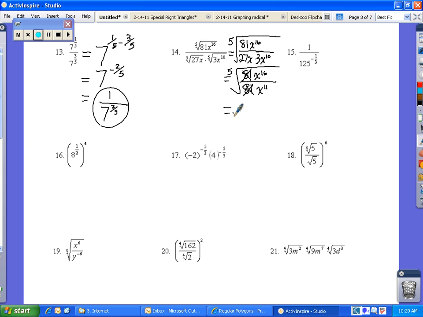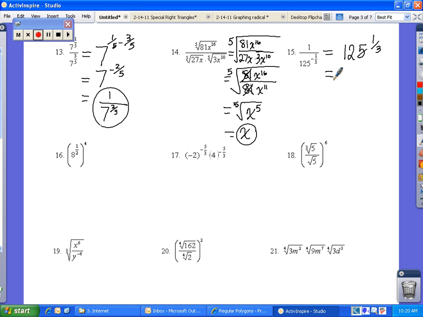I'm going to use my laws of exponents to simplify x to the 16th over x to the 11th, so I subtract the exponents to get x to the 5th. And now the 5th root of x to the 5th is just x. So that's it. For number 15, to the negative 1/3 power, I know that I bring that up, so that just becomes 125 to the 1/3 power.